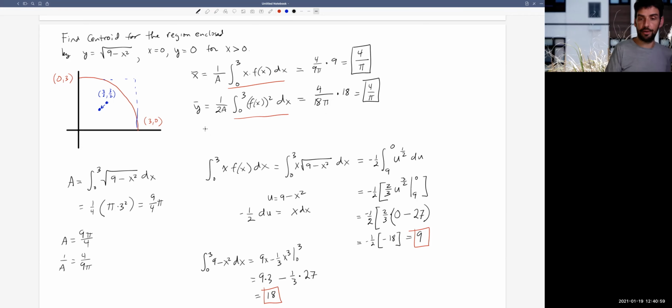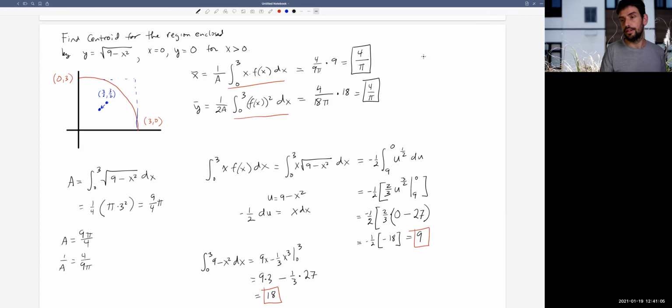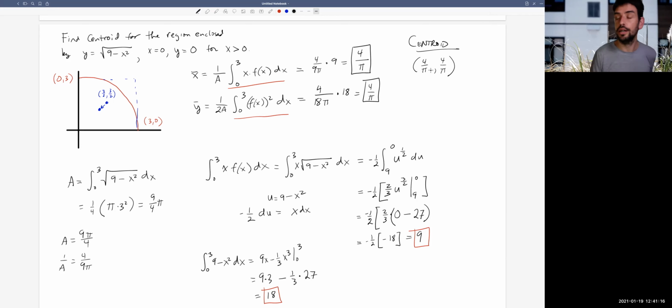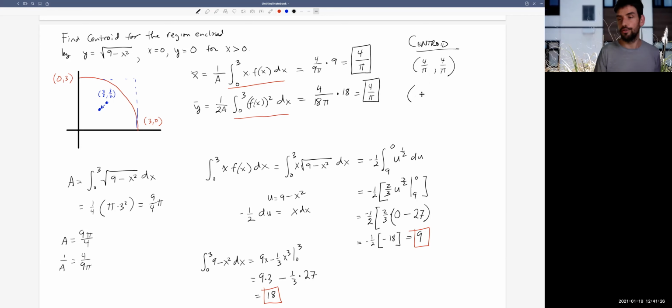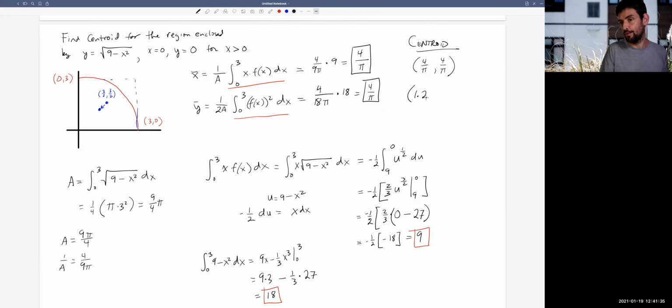And so as we thought, they were symmetric. So the centroid is then at 4 over pi, 4 over pi, which we predicted it would be symmetric. As a decimal, this is like 4/3. It's a little bit smaller than 4/3. Let's estimate it, 4/3 is 1.3 repeating. So I'm going to estimate it at about 1.2, 1.2, which is also what we said.